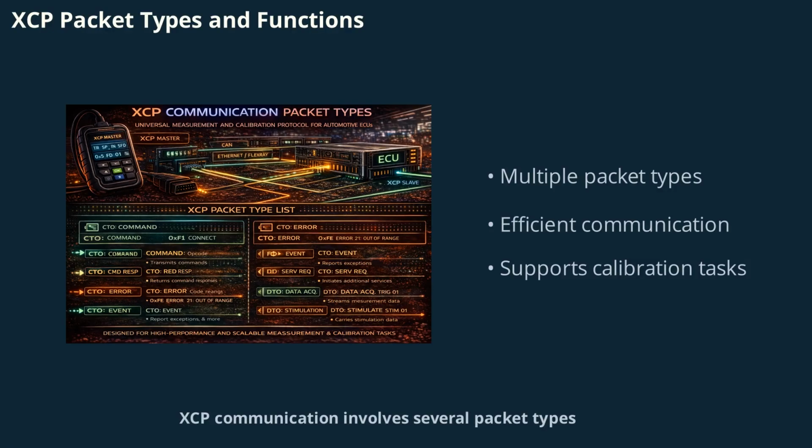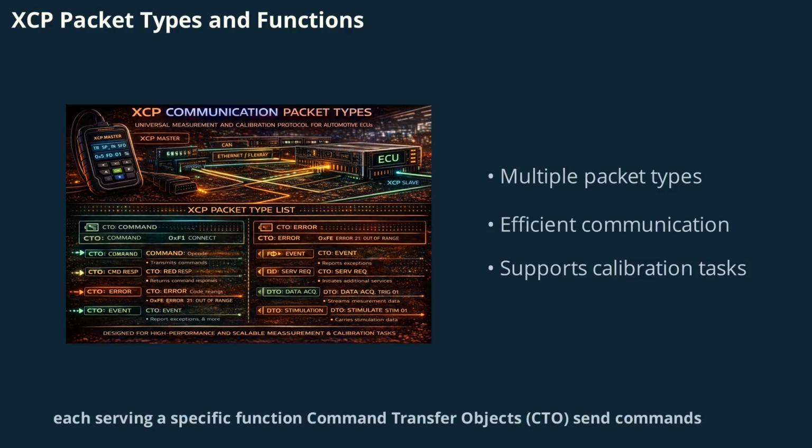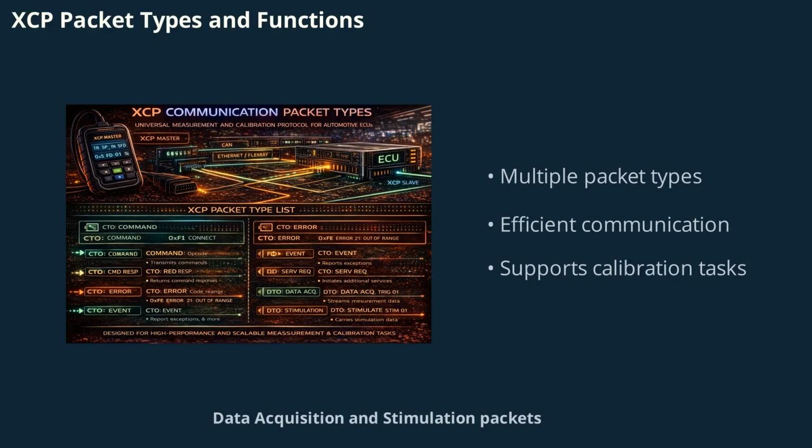XCP communication involves several packet types, each serving a specific function. Command transfer objects, CTO, send commands, while data transfer objects, DTO, carry measurement or stimulation data. Other packet types include command response, error, event, service request, data acquisition, and stimulation packets. This structured approach ensures efficient and reliable communication between the XCP master and slave devices, supporting complex measurement and calibration tasks.